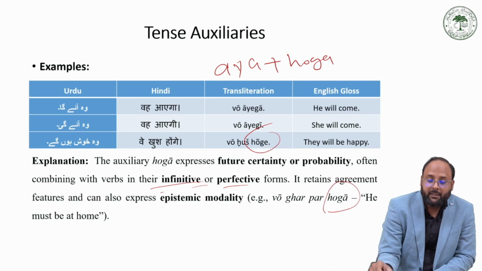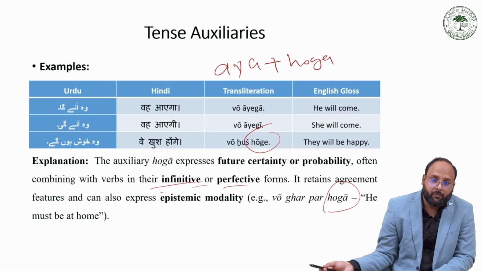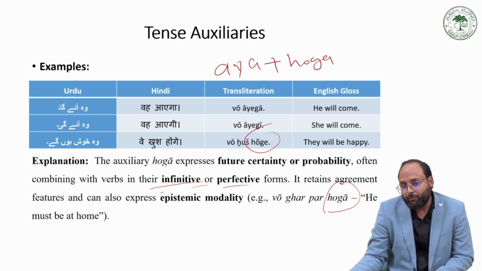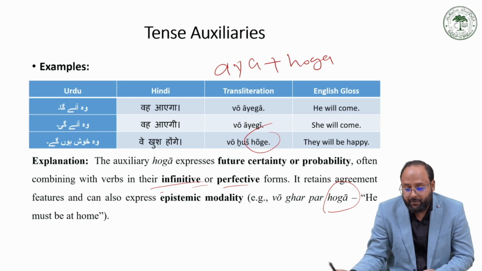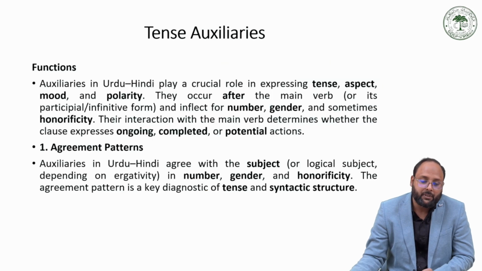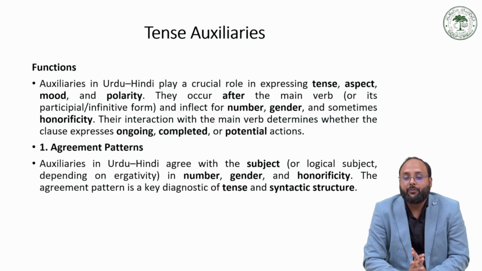So we are creating this when we add the future auxiliary tense to the main verb. Sometimes the predicate functions as an infinitive or sometimes as a perfective. So that is another function of this. So we are talking about the function.